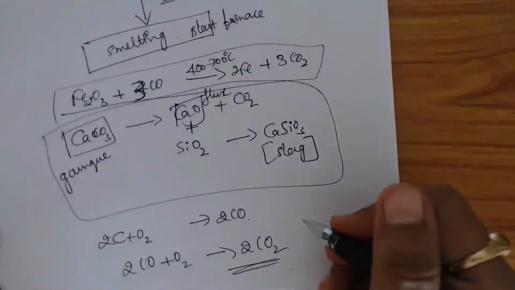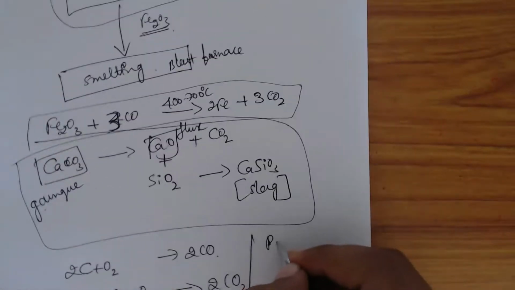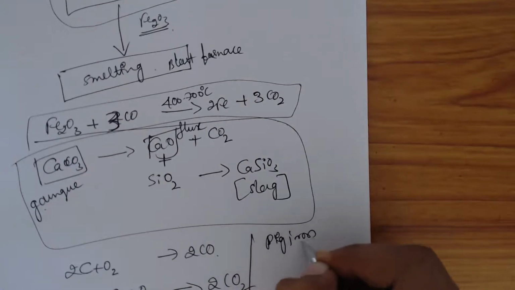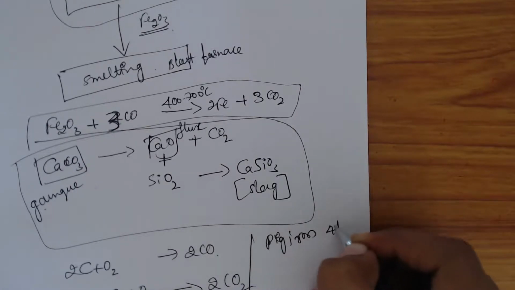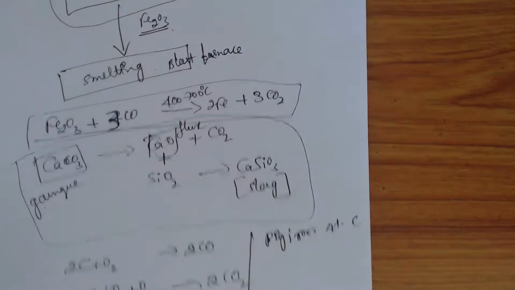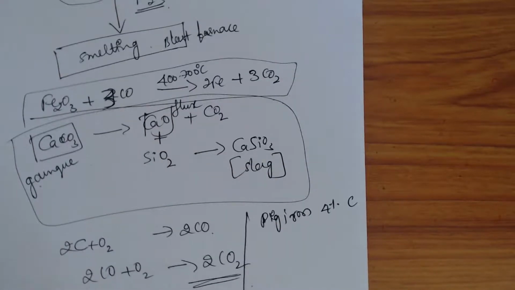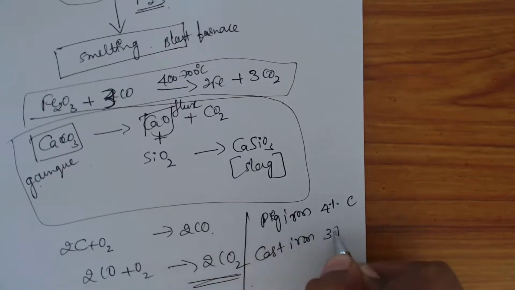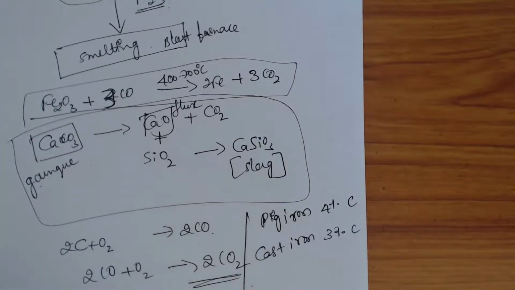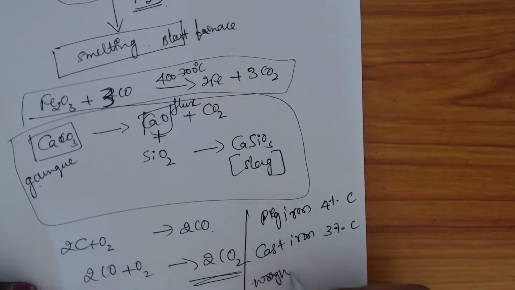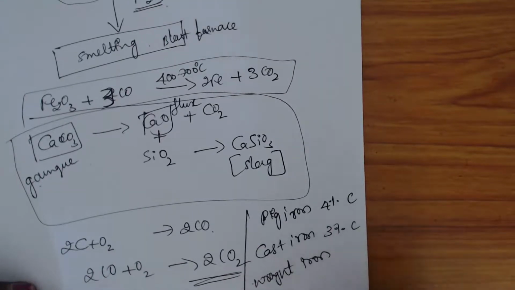Here from the blast furnace, the iron obtained is called what? Pig iron, consists of 4% carbon. Then it is again heated and formed into cast iron, consists of 3% carbon. This cast iron is subjected to removal of carbon, and that is called wrought iron.